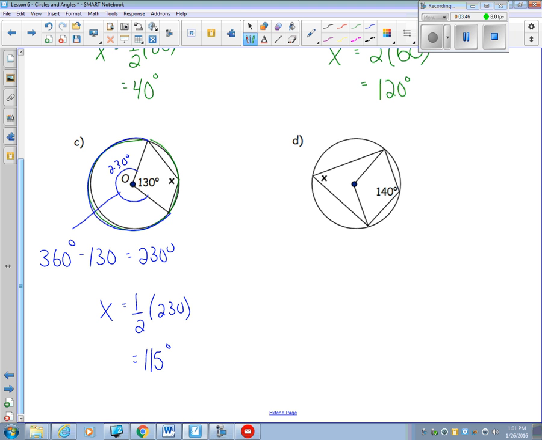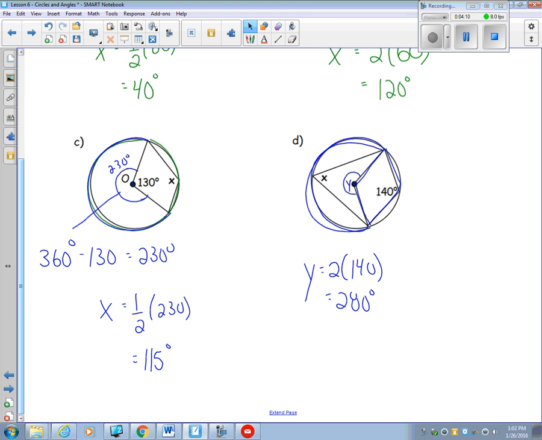140 is on this arc, which would match with the sector angle on the same arc, right? That one there. 140 on the outside will allow me to figure out what's on the inside. Sector is double. We'll call this y. So y is 2 times 140, or 280 degrees. That doesn't really help me find x, because x is inscribed on this arc, which is the same thing that that sector angle goes with, right? Knowing y is 280, I can find z.